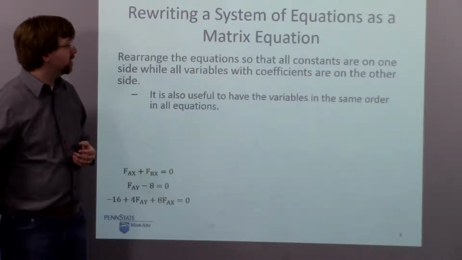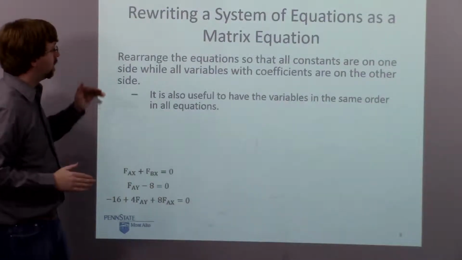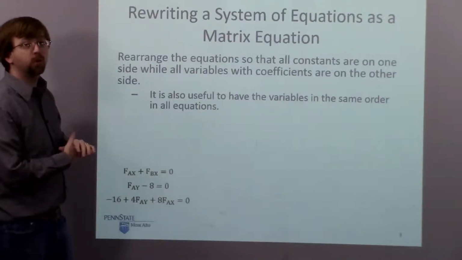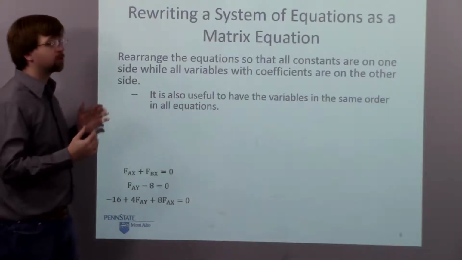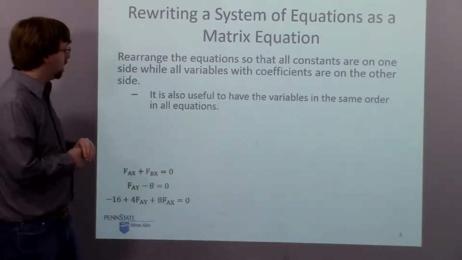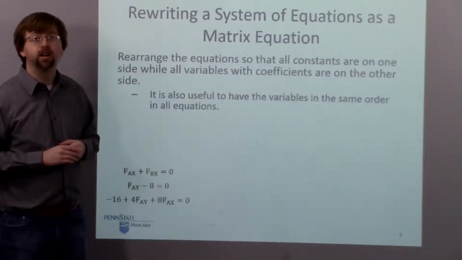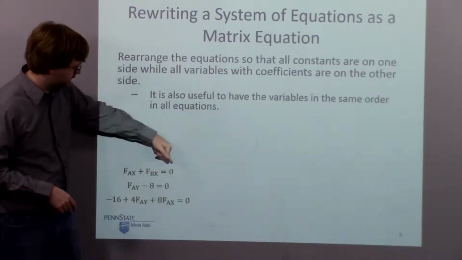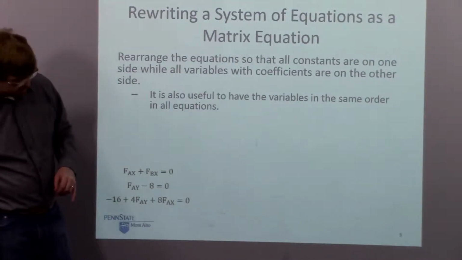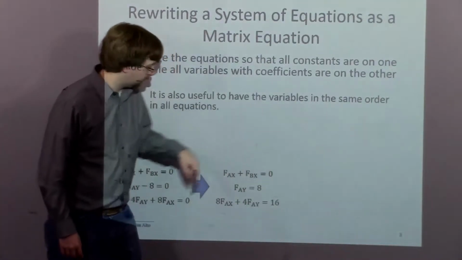To rewrite the system of equations as a matrix equation, we're first going to start by rearranging our equations so that all the constants are on one side and all the variables with coefficients are on the other side. It's also useful to make sure those variables show up in the same order consistently in each equation. So here we've got Fax plus Fbx equals 0. If we rearrange this, it's going to stay exactly the same: Fax plus Fbx equals 0.